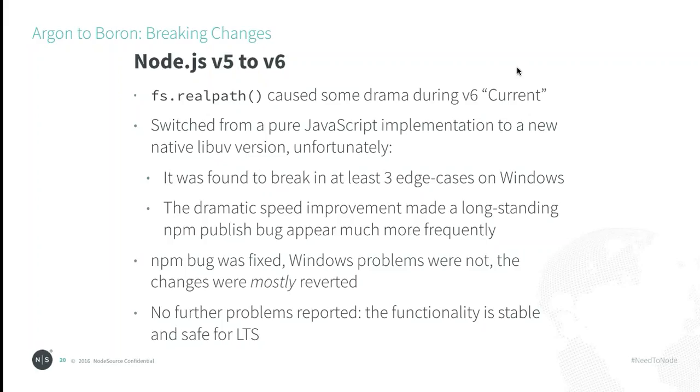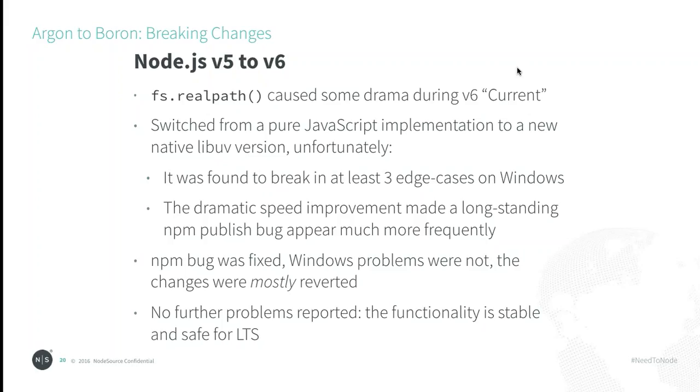However, we found at least three completely separate and distinct edge cases on Windows where it broke down and just didn't work at all. We didn't discover this until it was shipped and people started reporting it. And this is a funny one, not so funny for a lot of people, but there was a dramatic speedup in the API because we were using native versions, really quick.